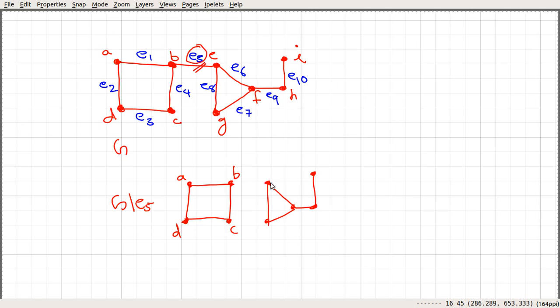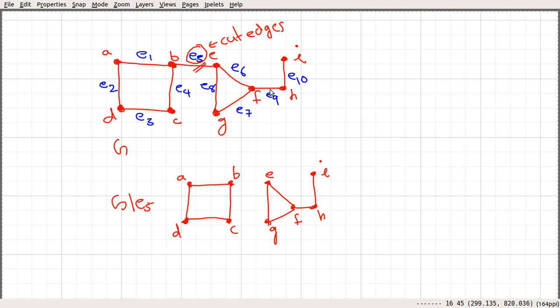Here the labels are E, F, G, H, I. This kind of edge is what is called a cut edge. If you remove that particular edge, then the graph will become disconnected.